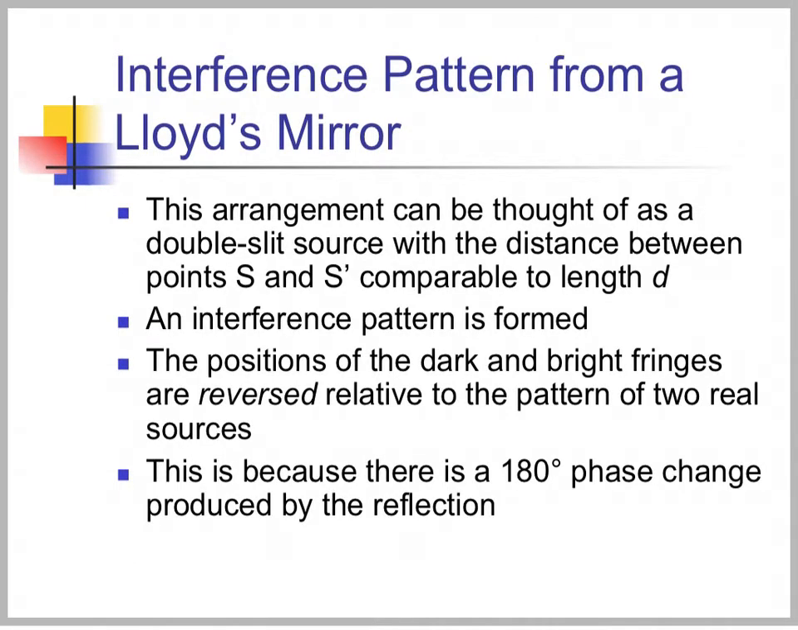So the arrangement can be thought of as a double-slit source with a distance between S and S prime comparable to the length d. So we get an interference pattern. However, the positions of the dark and bright fringes are reversed compared to the pattern of two real sources. And that's because there's a 180-degree phase change produced by reflection.